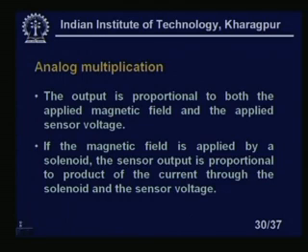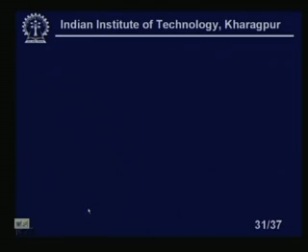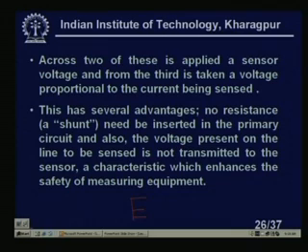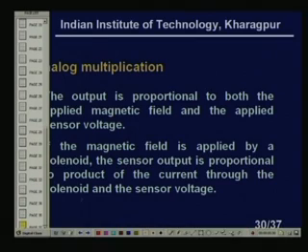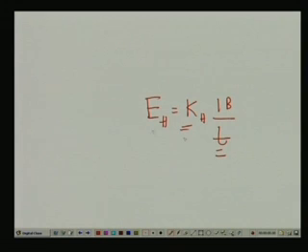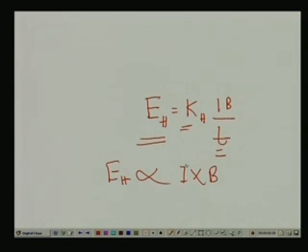Let us go back again. We are writing EH equals KH into I B into T. If KH is constant and T is constant, then I can say quite obviously that the output voltage EH is proportional to I multiplied by B.